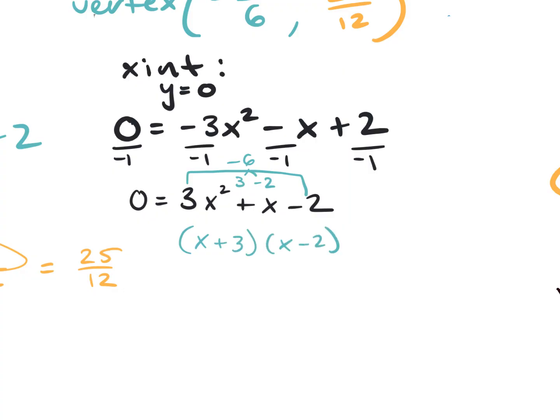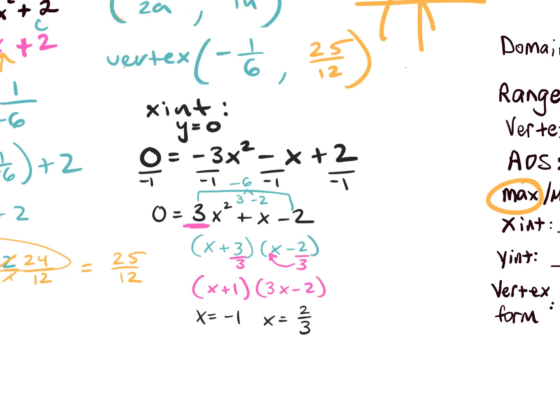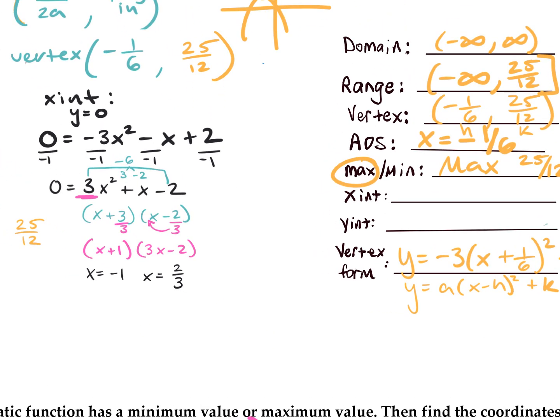What do we have to remember to do next? Divide by 3. If you start by multiplying, don't forget to divide. So we get x plus 1 and 3x minus 2. So we simplified where we could. If it doesn't simplify, move it in front of the x. So what would x equal? -1 and +2/3. So when you write that as your x-intercept, make sure you write it as coordinate points. So -1, 0 and 2/3, 0.